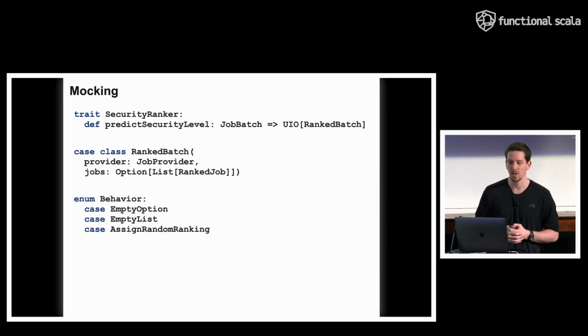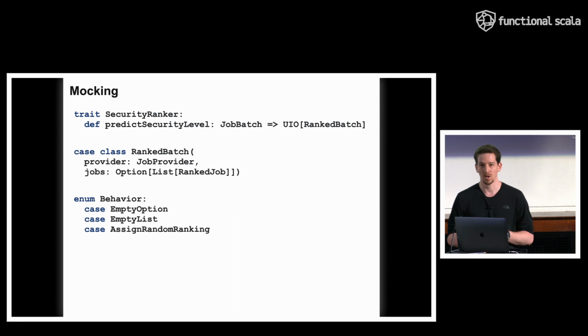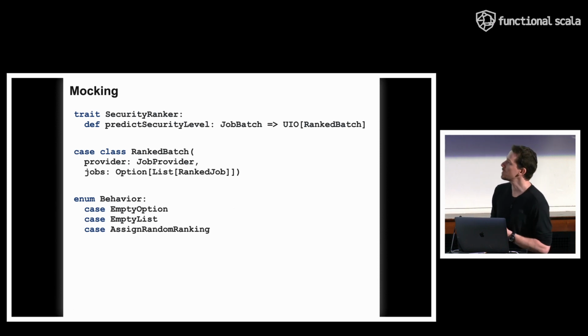So we have three major behaviors in our system: an empty option, an empty list, and for the last one, where we actually have to return something, we'll choose to just assign random rankings and hope that that's enough. So this is the model for our mock. These are the behaviors we're going to support, and hopefully it's small enough that we can actually reproduce the bug with it, but rich enough to still contain the bug, and not too trivial for our purposes.